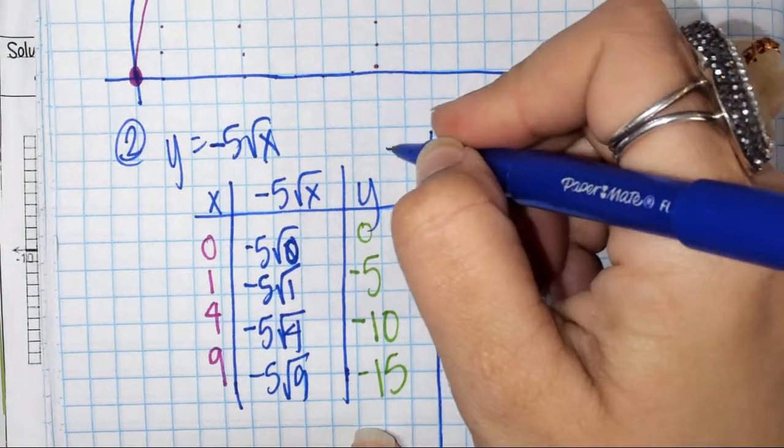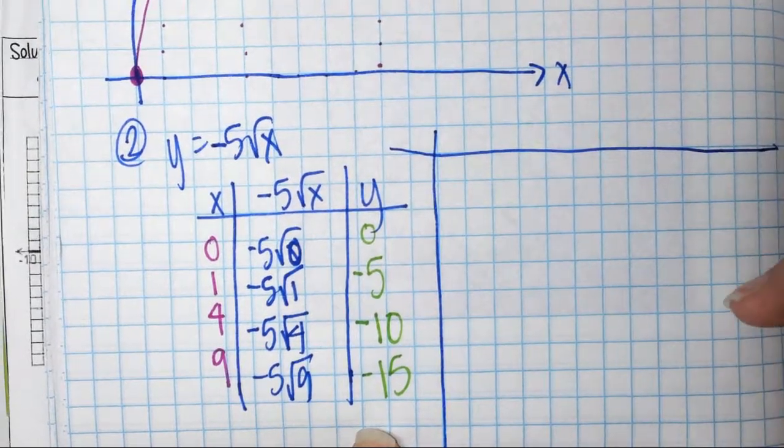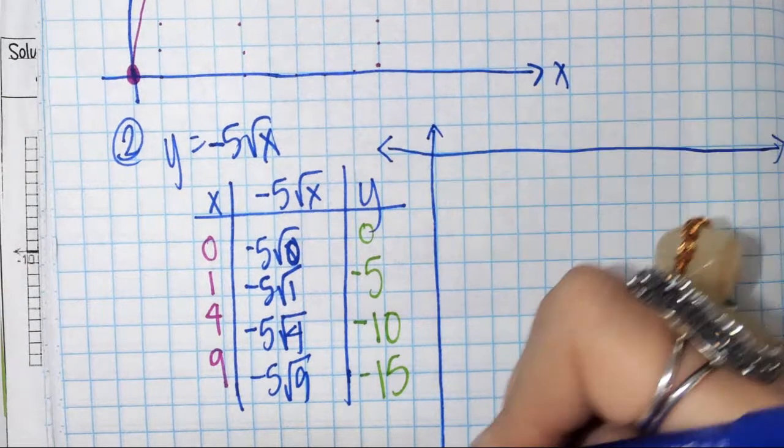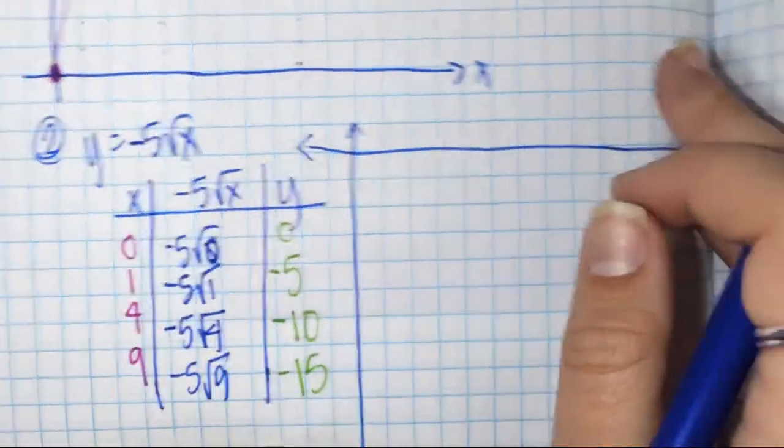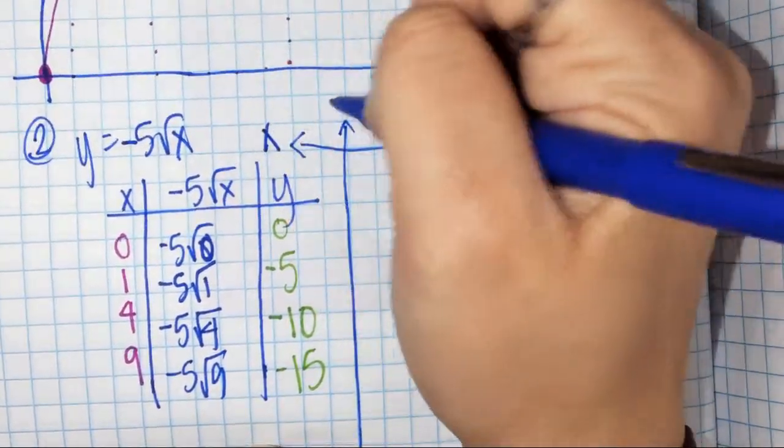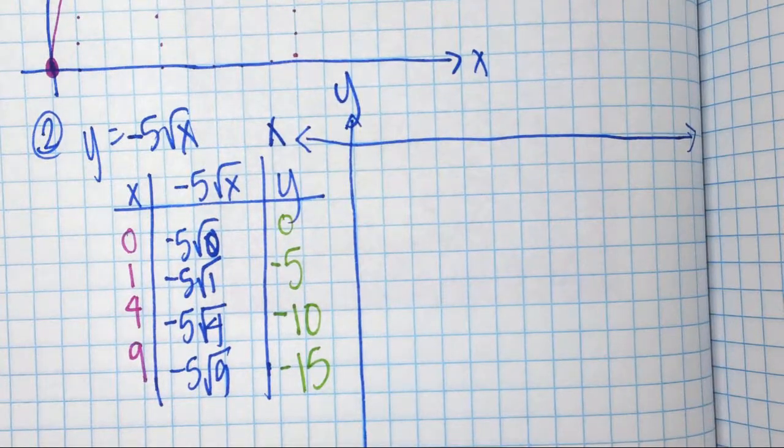I would make my graph look like this. Because we don't need any positive y values, do we? No, we do not. Cool. We do need 0.